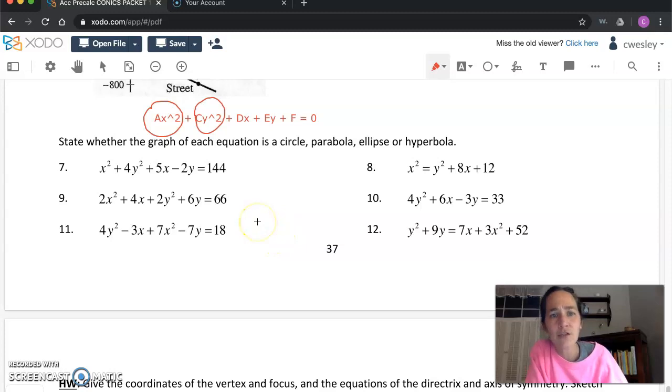Pause the video and just see if you could look at those coefficients and decide on which conic section is being represented, and then come back and join us. We'll check your answers. Let's look at 7.